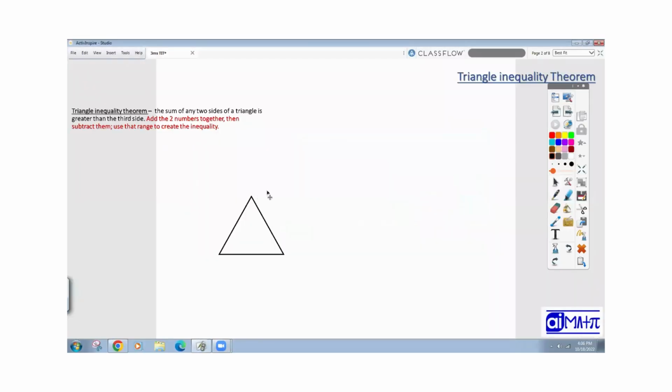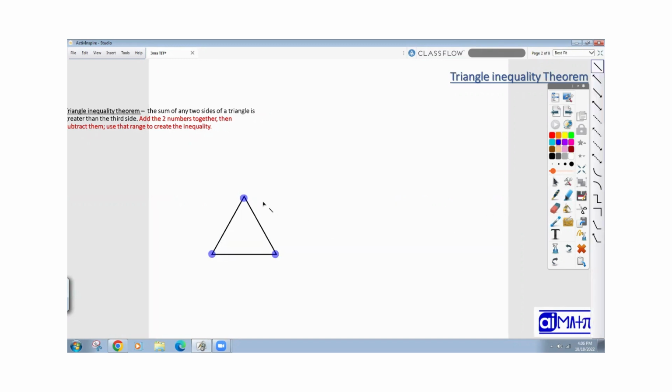A triangle is a shape we're all familiar with. It just means it's something with three vertices. One endpoint is called a vertex. You have the plural form of that. These are referred to as vertices. We all recognize and are familiar with what a triangle is.